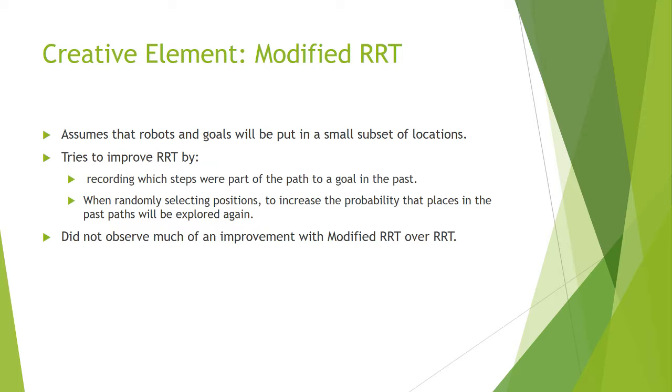So with our modified version of RRT, each time RRT would run, it would randomly branch out until it finds the goal, and then figure out what path it took to get there. And we would take each of the positions in the path and record them. And then next time RRT is run, we would make it just slightly more likely that those positions would be selected.